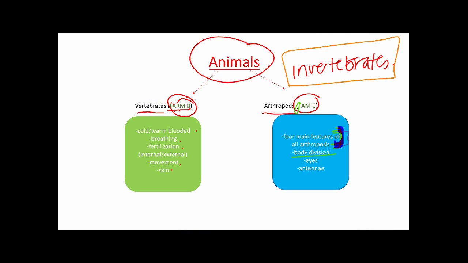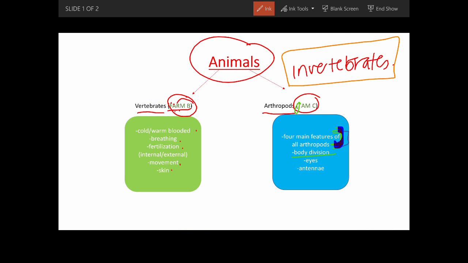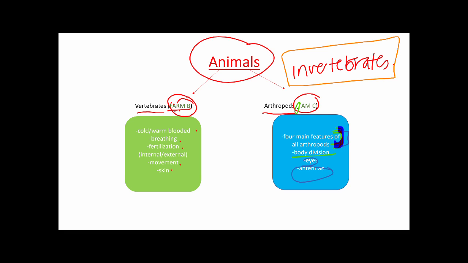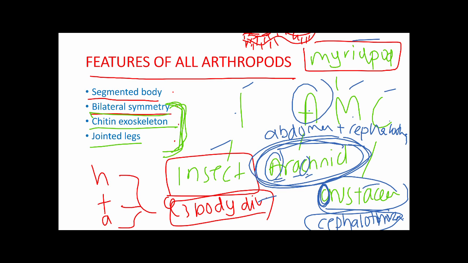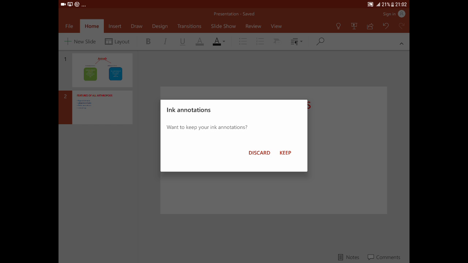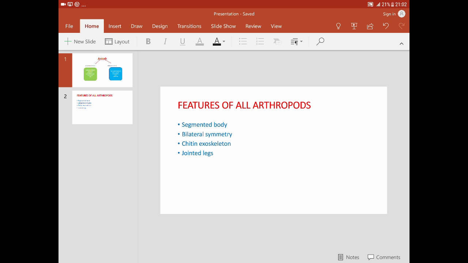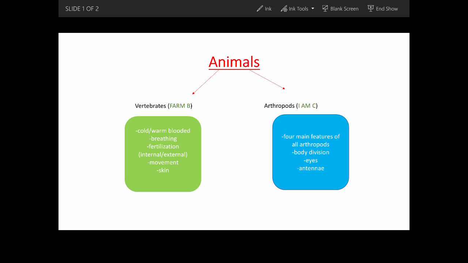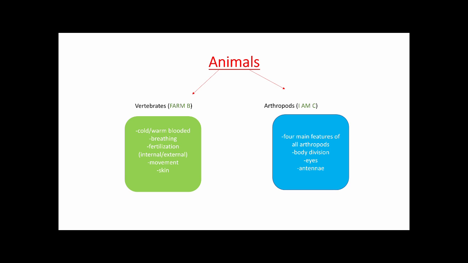Now, back here, eyes. Eyes can either be compound or simple. For antennae, you can either have 1 pair or 2 pairs, or you just don't write it, because some of them in the book they don't really say whether they have antennae or not.